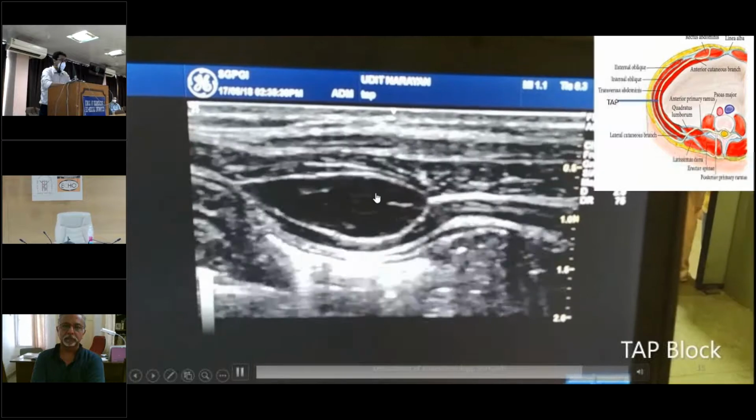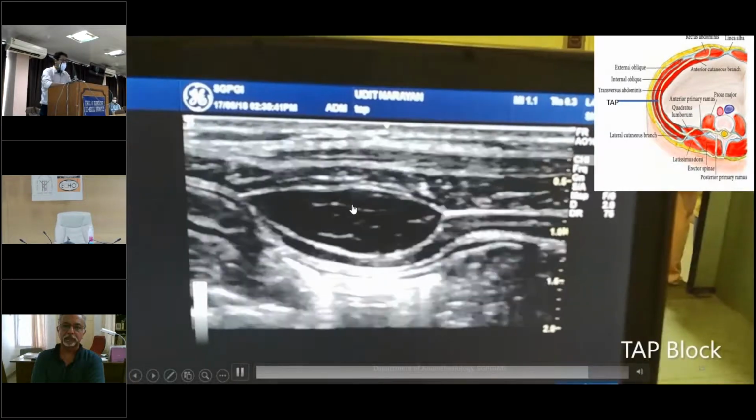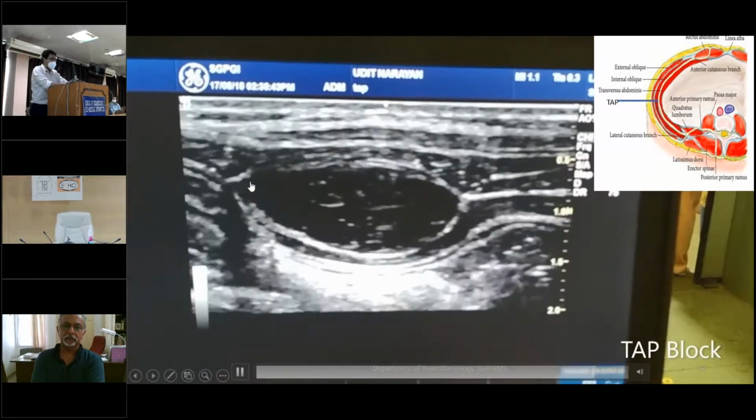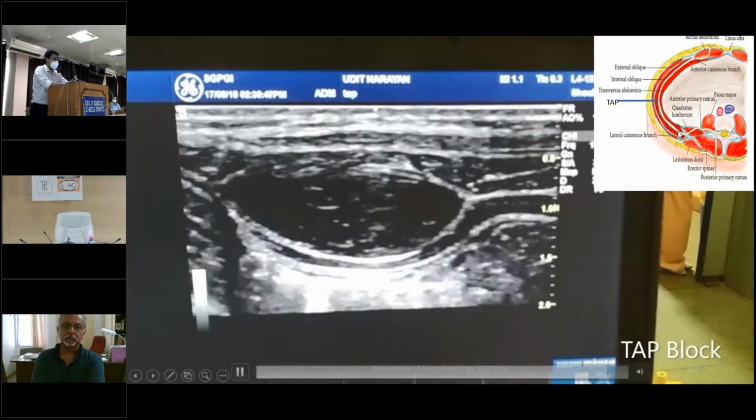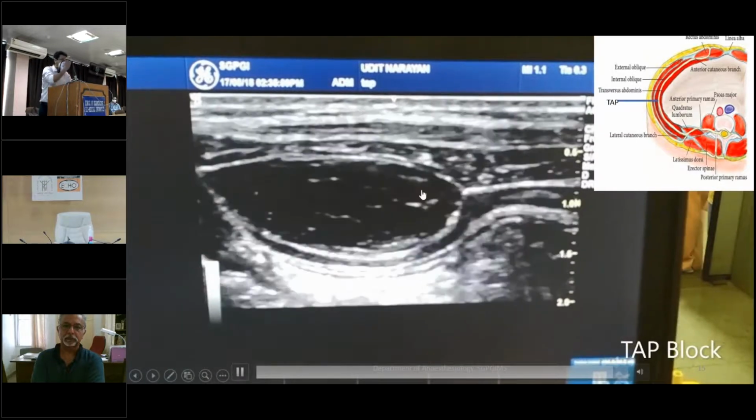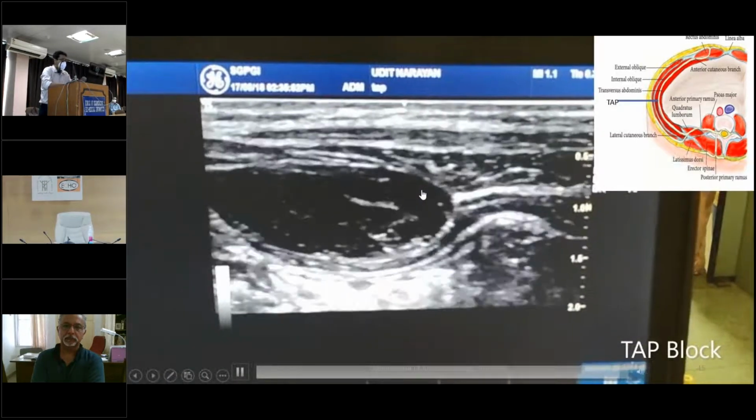We can see the plane splitting and the muscles separating. Over a period of time, this local anesthetic will spread over this whole region and block the lateral cutaneous nerves. And it also spreads vertically. Hence, we get that longitudinal spread also.